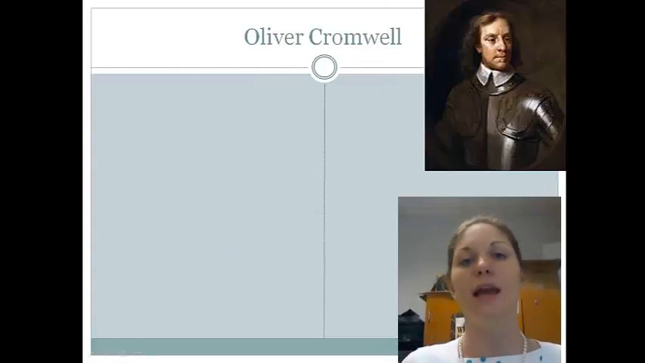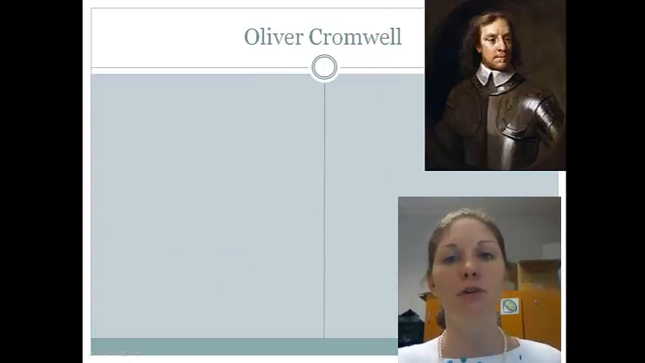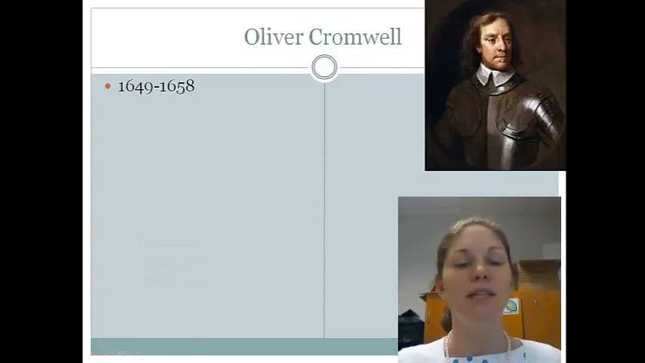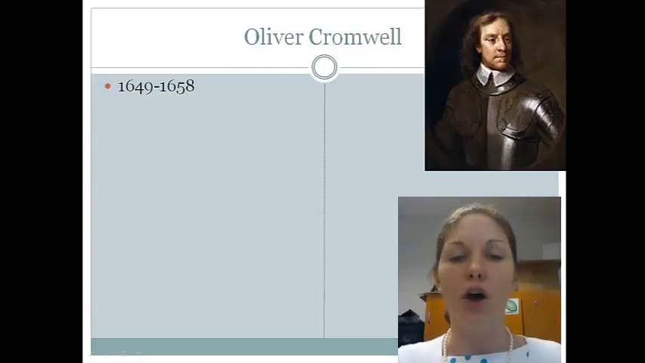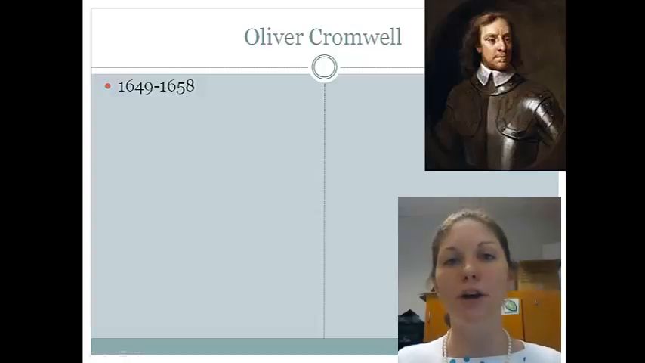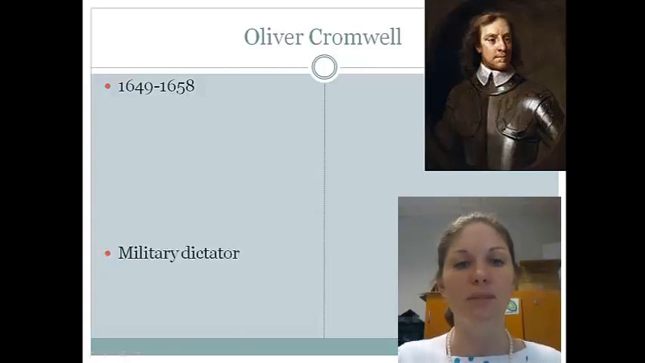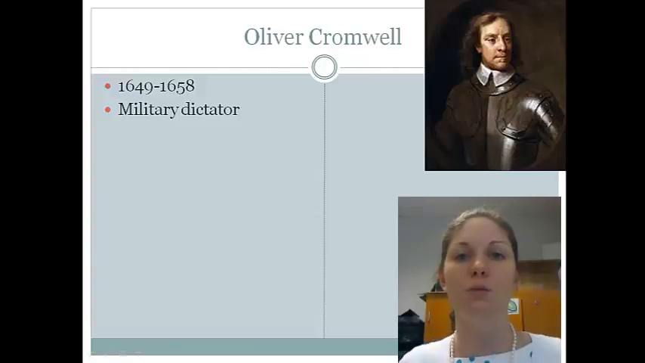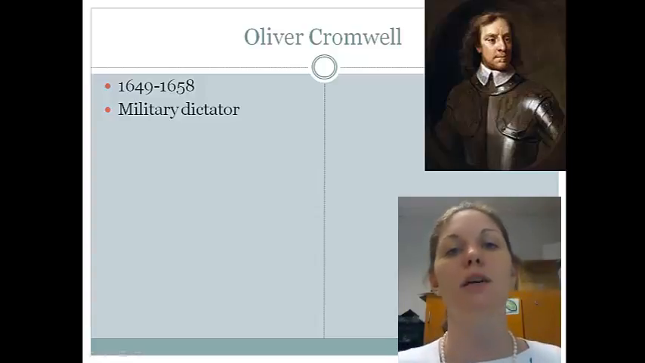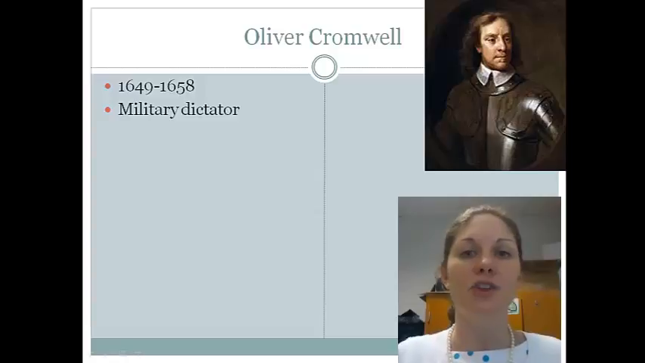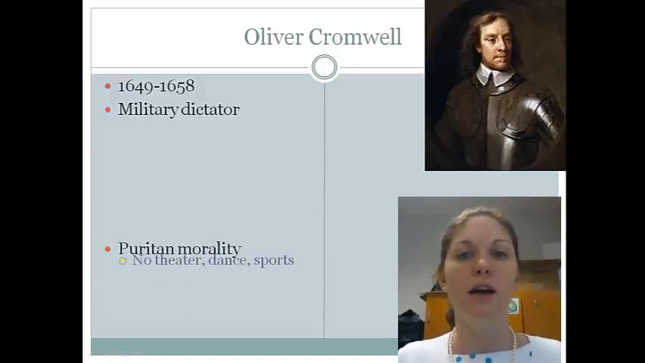So once Charles is executed, Oliver Cromwell, that general for the Roundheads, takes power. He dissolves the monarchy. You can see there his dates that he was ruling. He dissolves Parliament, he gets rid of the monarchy in England, and he becomes a military dictator in England, which just means he is the sole ruler of England, and he maintains his rule and his power through a strong military presence. He was that general, so he has a lot of military backing for him, and he becomes the sole leader of England.